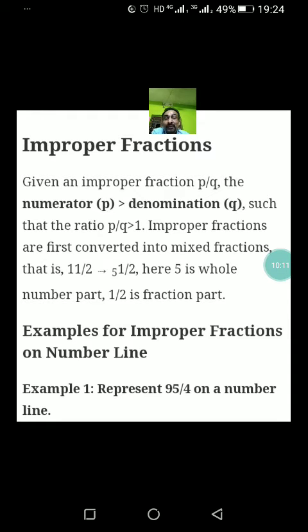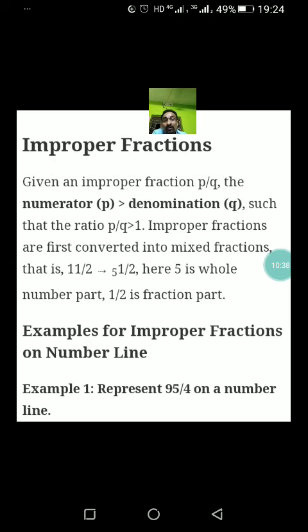How to convert 11 by 2? We divide 11 by 2, and the quotient is 5, remainder 1, and divisor 2. It means 11 by 2 equals 5 and half, that is, 5 and 1 by 2, where 5 is the whole number part and half, which is 1 by 2, is the fraction part.